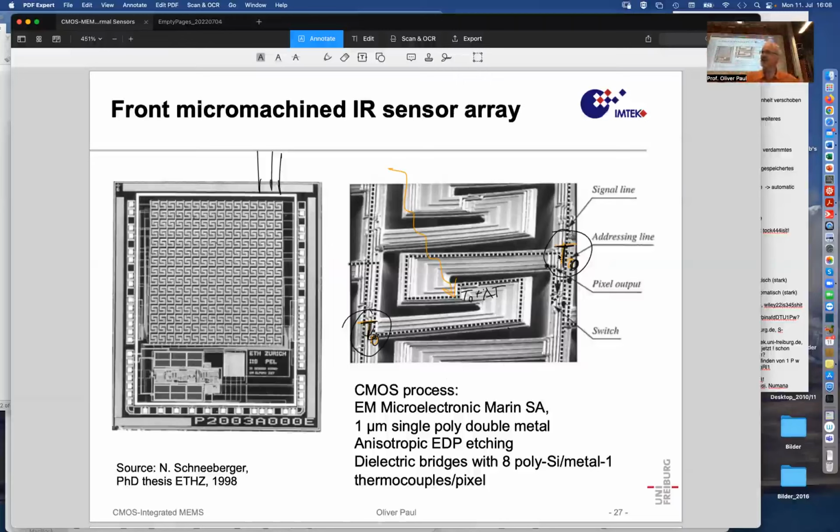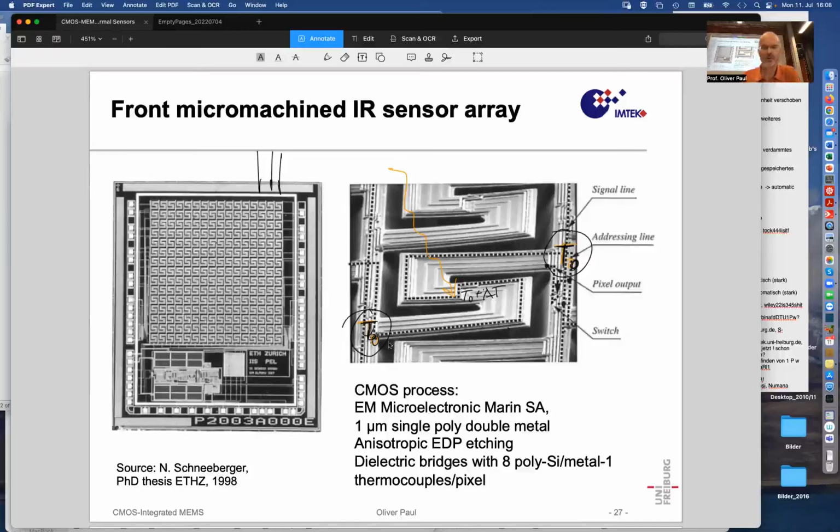The bridge isn't straight because it is a necessity to micro machine it using, at that time, wet anisotropic silicon etching. And the method we used here was EDP. There is also TMAH, water aqueous solution that can do the job.